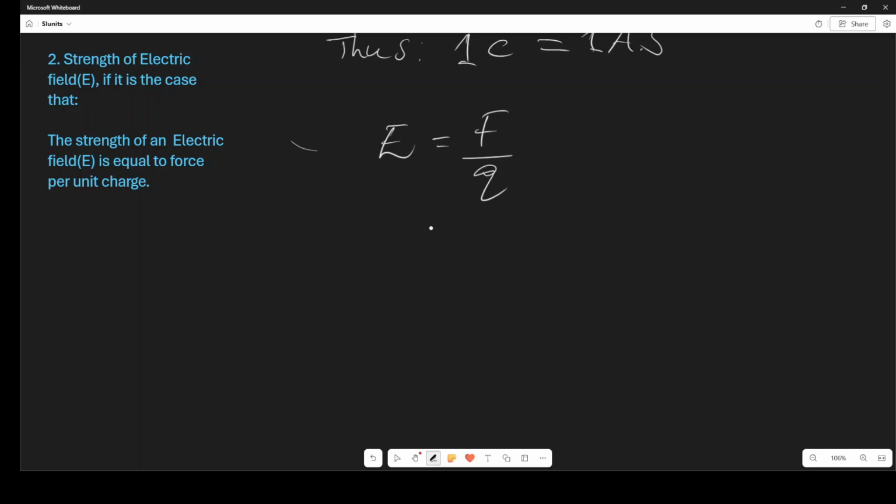So what will be the units of E? Okay, so this implies that the units of E, what are the units of force? That's newtons. Units of charge, we just defined that to be coulomb. So therefore the units of the strength of an electric field, or the units of E, are newtons per coulomb.